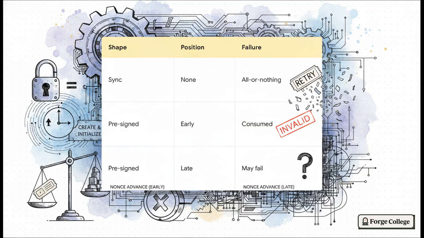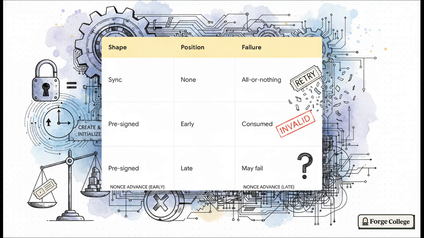But consider a pre-signed deposit, where we place the nonce advance instruction early in the transaction array. If we do this, the runtime advances the nonce first. Now, if a downstream instruction, like, say, the actual token deposit, fails, the nonce is still completely consumed. Your pre-signed retry ticket is now invalid and totally shredded.